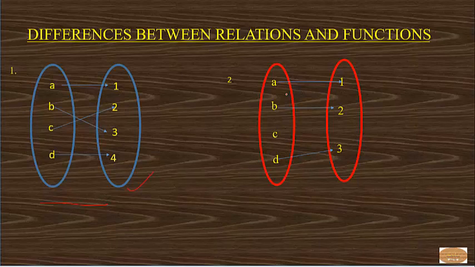Now the next one is a relation but not a function, because by the definition the C should have a member here, but the C is not having anything there, so it is not a function even though it's a relation. That's nicely done.